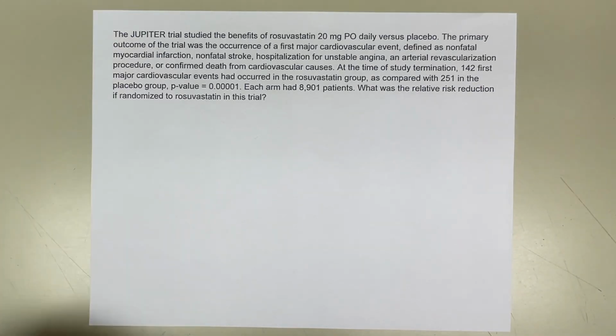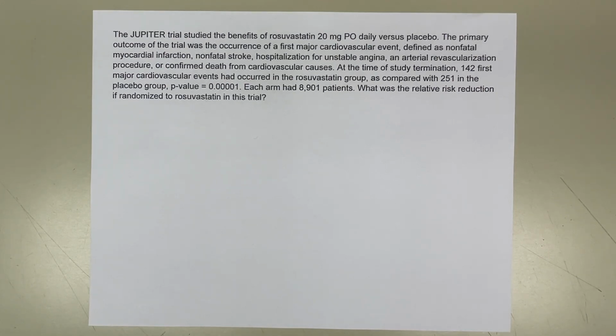The Jupiter trial studied the benefits of rosuvastatin 20 milligrams by mouth daily versus placebo. The primary outcome of the trial was the occurrence of a first major cardiovascular event, defined as nonfatal myocardial infarction, nonfatal stroke, hospitalization for unstable angina, an arterial revascularization procedure, or confirmed death from cardiovascular causes.